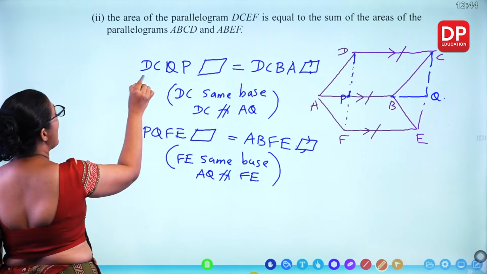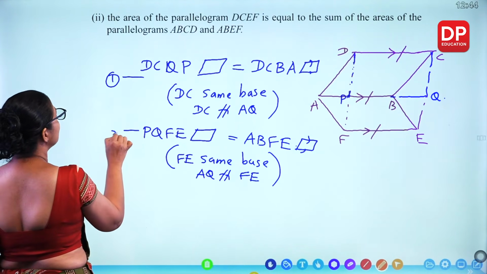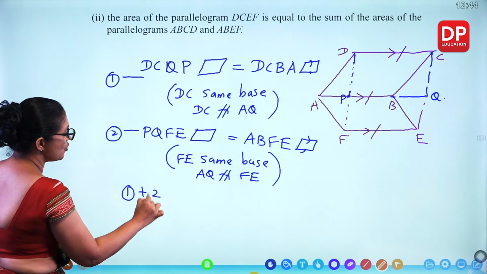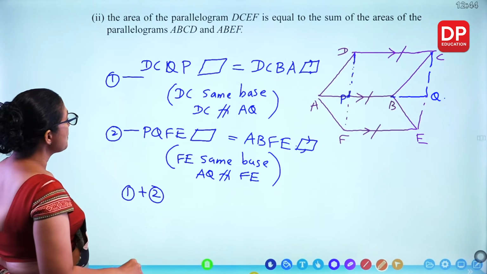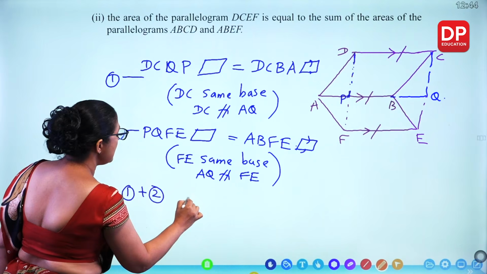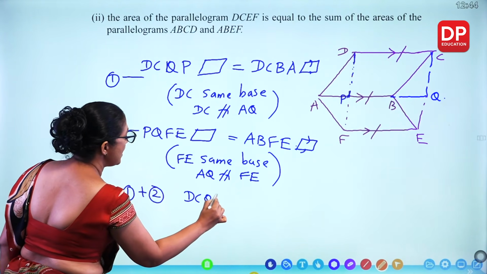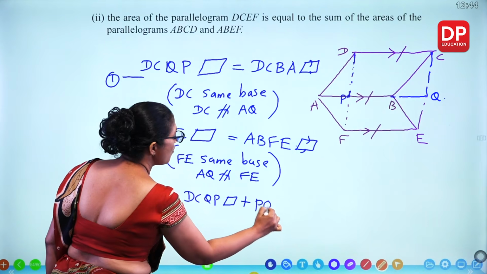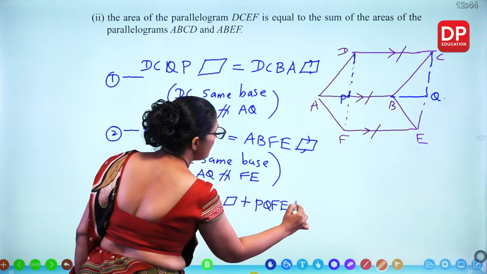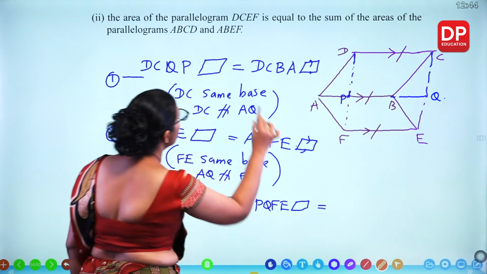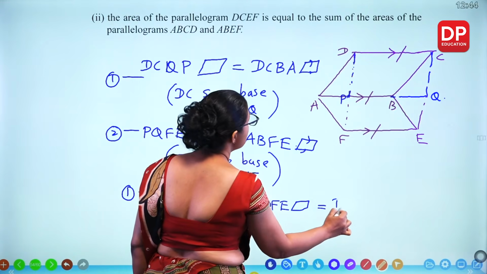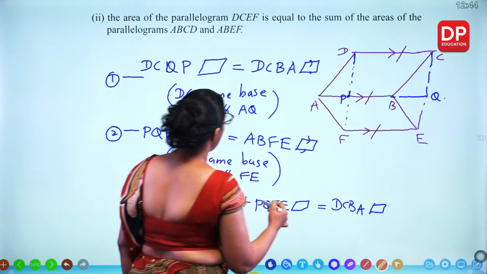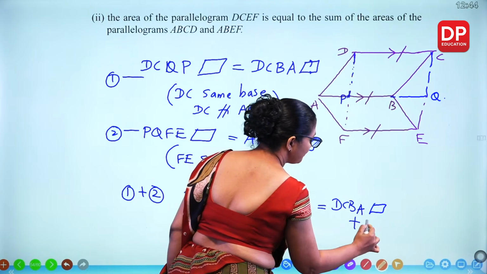Now I want to add these two. When I add 1 and 2, what do you get? DCQP parallelogram plus PQFE parallelogram is equal to the other side, DCBA parallelogram plus ABFE.